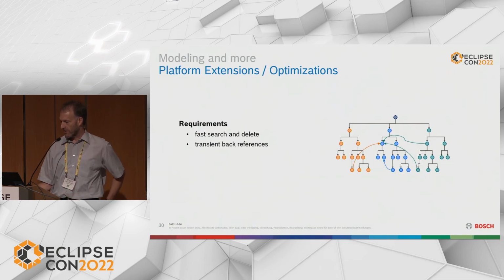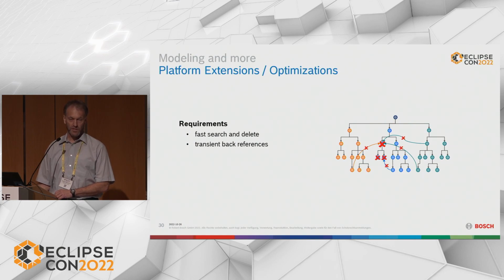So just to illustrate that, the black ones are the containment references. You have some links to this. And of course, if you now want to delete this object, you have to delete also the sub-elements in the containment tree, and you have to remove all the links to these objects because you don't want to have these dangling pointers here.